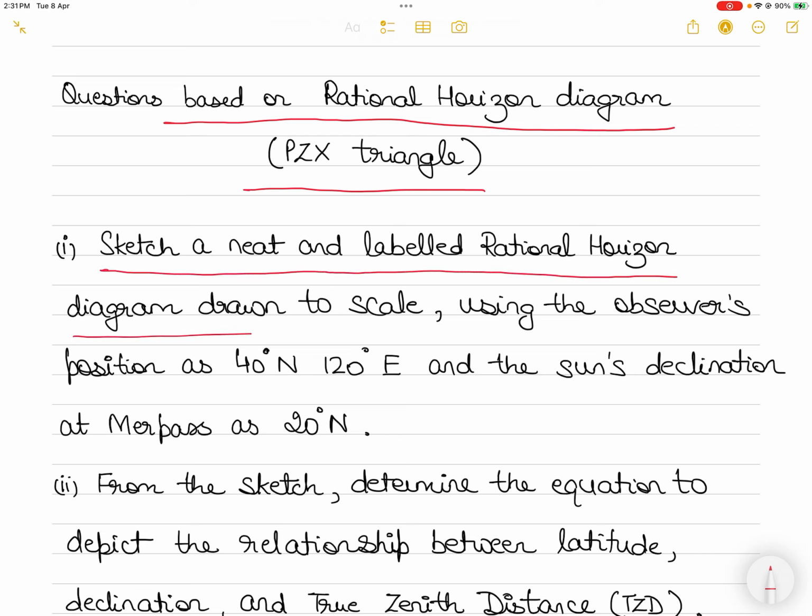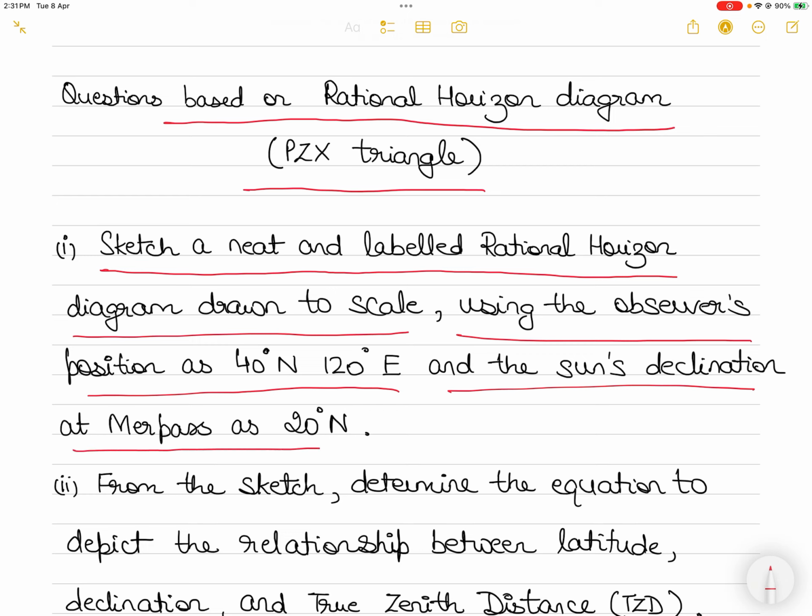horizon diagram drawn to scale, using the observer's position as 40 degrees north and 120 degrees east, and the sun's declination at meridian passage as 20 degrees north. Please read the question carefully here, because once I move the screen you will not be able to read the question again. There are three parts to this question.